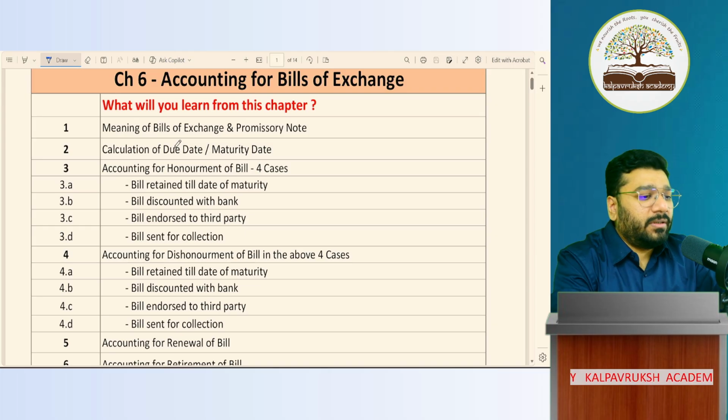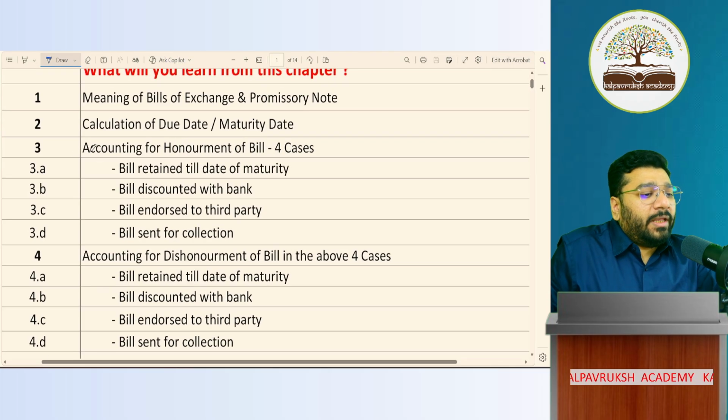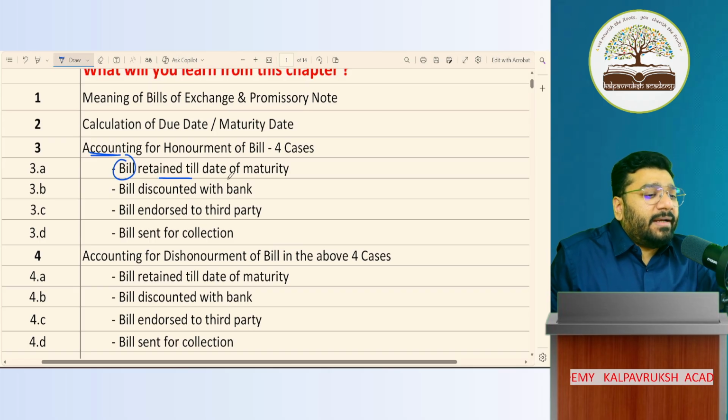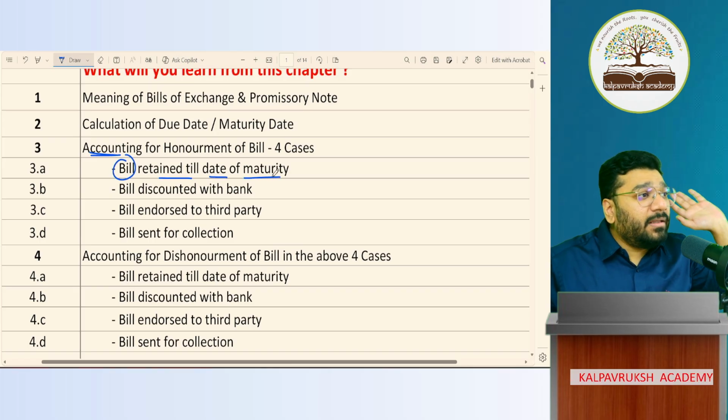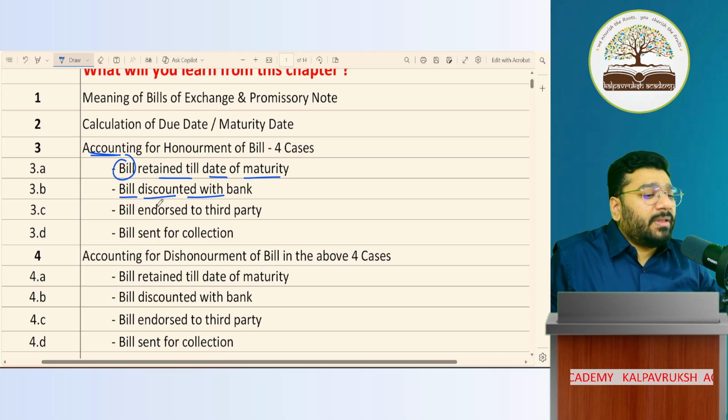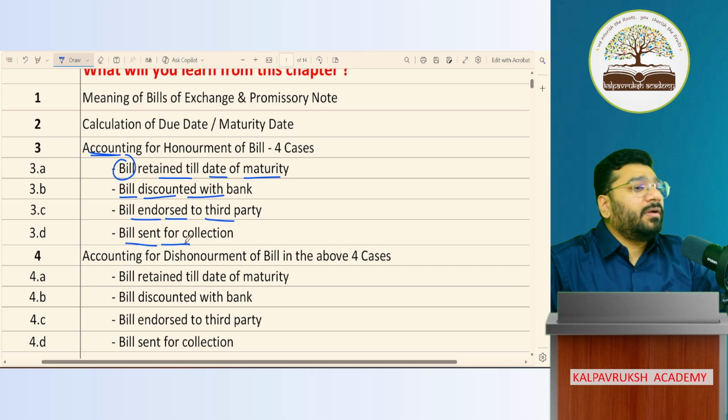Last class, we learned how to do accounting for bill of exchange under four circumstances. What is the first circumstance? When the bill is retained till the date of maturity by the seller himself. What is the accounting treatment? What if the bill is discounted with bank? What is the accounting treatment when the bill is endorsed to a third party? What is the accounting treatment for the bill sent for collection?